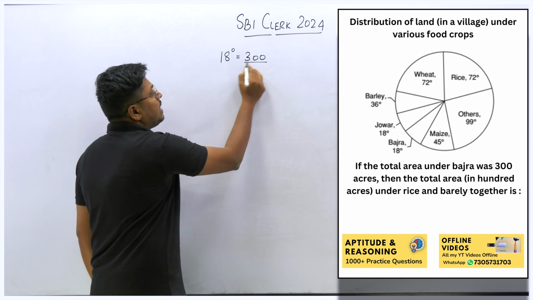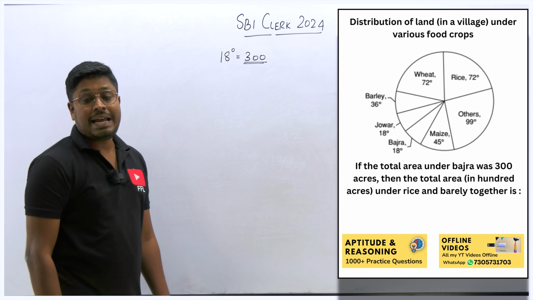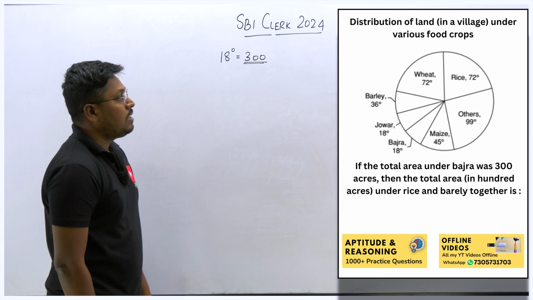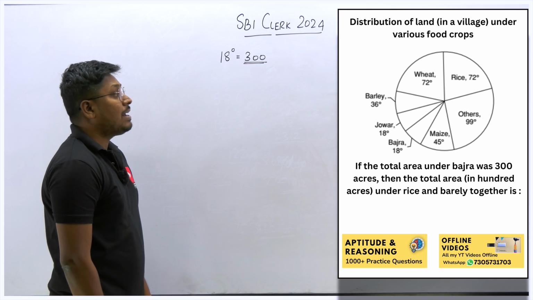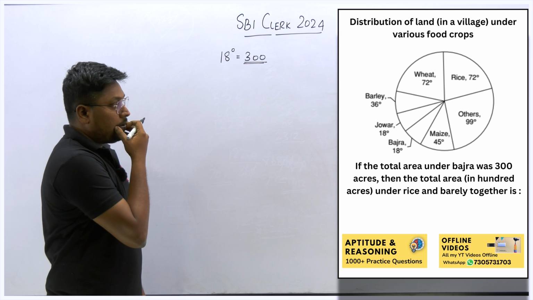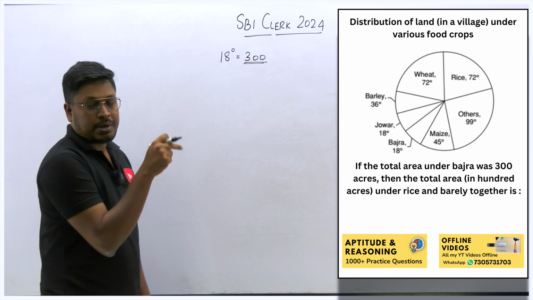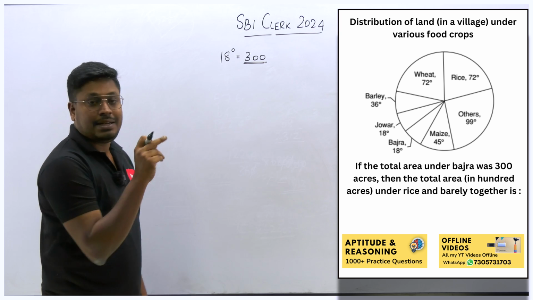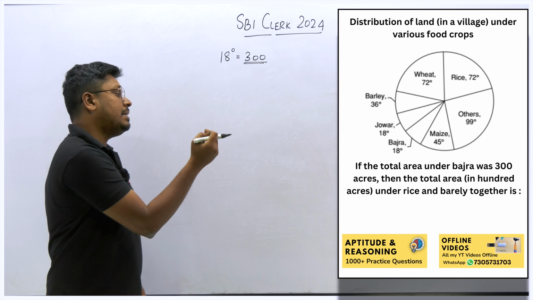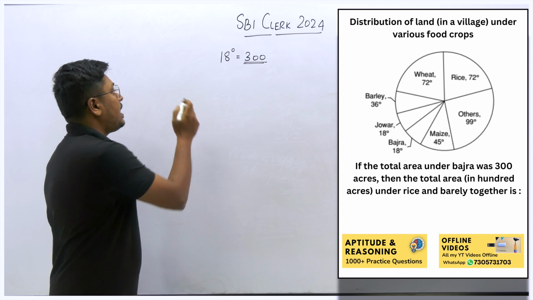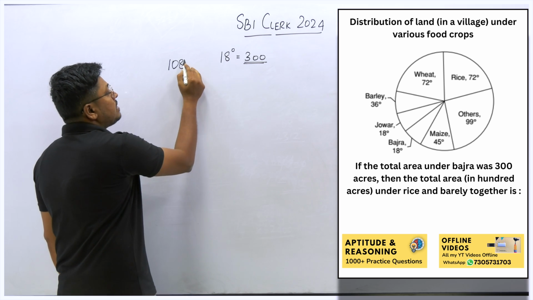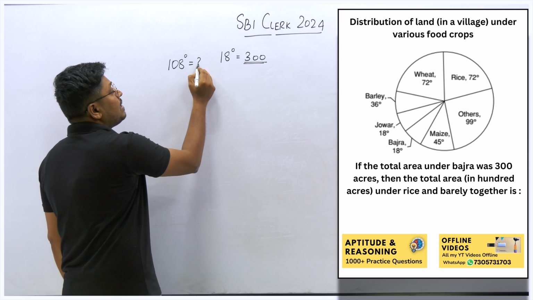Okay, so 3000 acres they have farmed this Bajra, which is 18 degree. So our target is to find what is the total area for rice and barley. Okay, so rice is how much? 72 degree. So barley is how much? 36 degree. So 72 plus 36 total will be 108 degree. So we need to find this 108 degree is how much area.